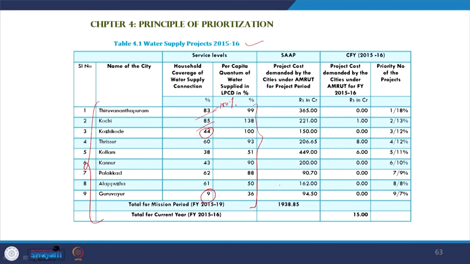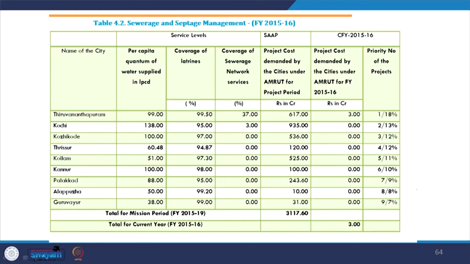Then the per capita quantum of water supplied in LPCD: what their current levels are and what they are targeting. Accordingly the project cost has been worked out, these details have been decided, and you can see the priority number of the project. Thiruvananthapuram gets the first priority with 18% coverage, and Guruvayur gets 9th priority, and so on. So we see how the priorities have been worked out.